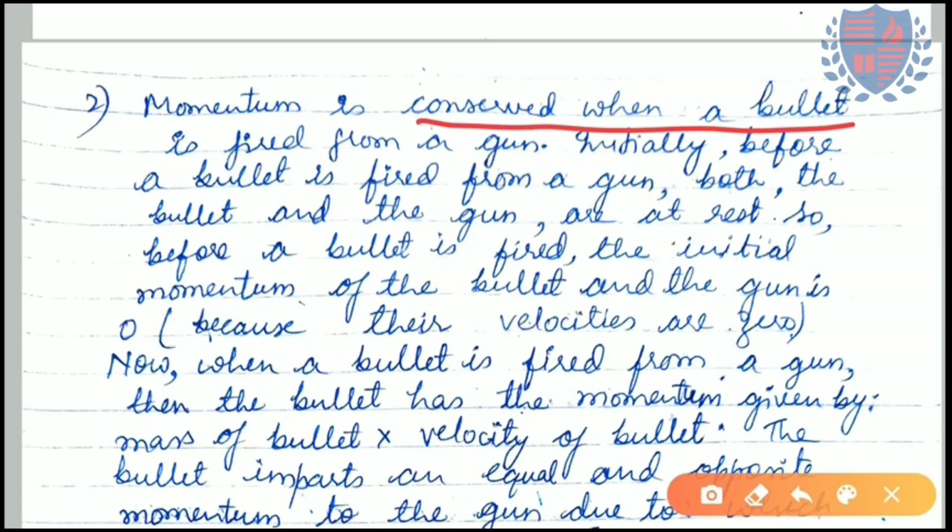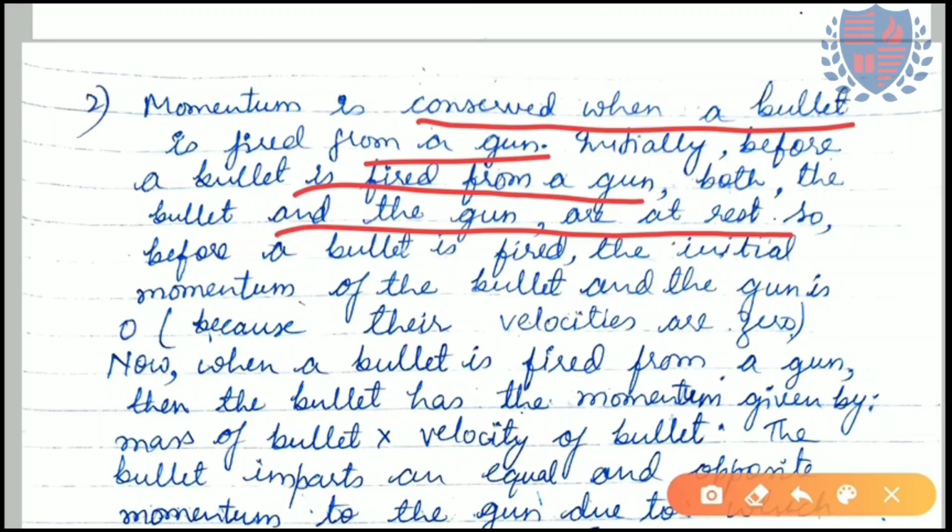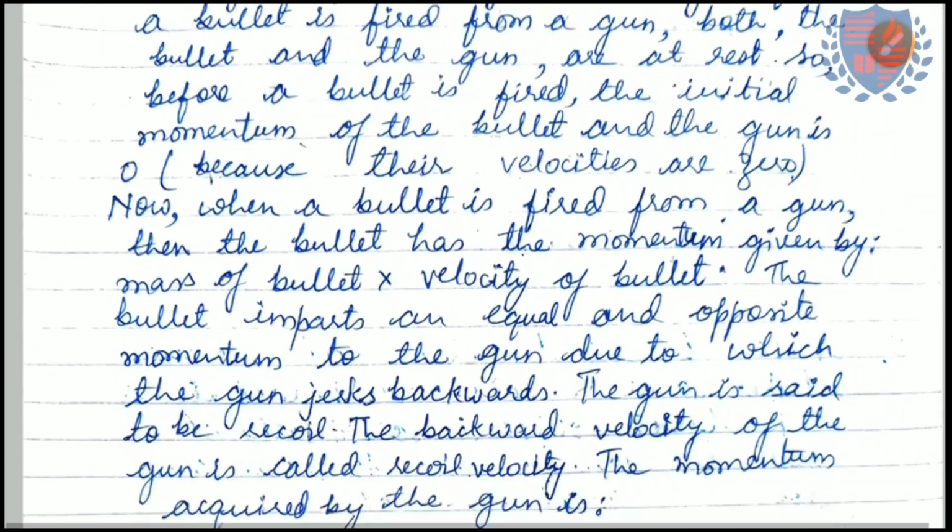Now come to the second example application. Momentum is conserved when a bullet is fired from a gun. Initially, before a bullet is fired from the gun, both the bullet and the gun are at rest. So, before the bullet is fired, the initial momentum of the bullet and gun both are 0 because the velocities are 0 because they are at rest.